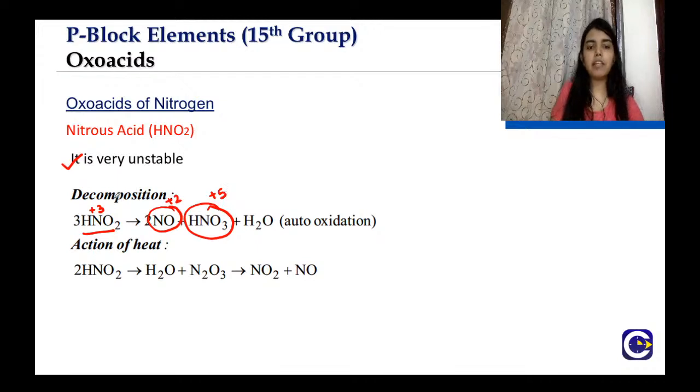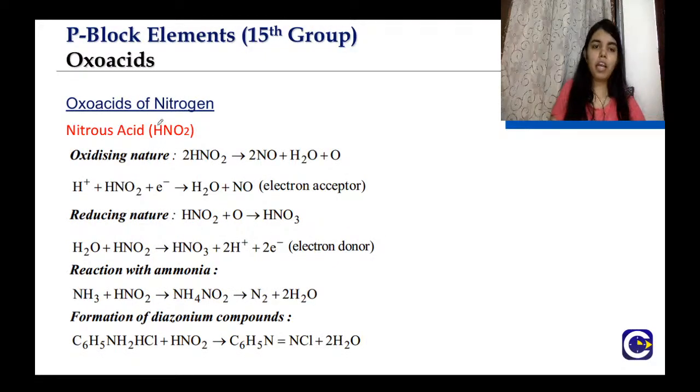So can you see that it is a disproportionation reaction? The same species is being oxidized and the same species is being reduced. Here plus 3 to plus 5 it is getting oxidized, and here plus 3 to plus 2 it is getting reduced. And by the action of heat, HNO2 decomposes into H2O plus N2O3, which further decomposes into NO2 and NO.